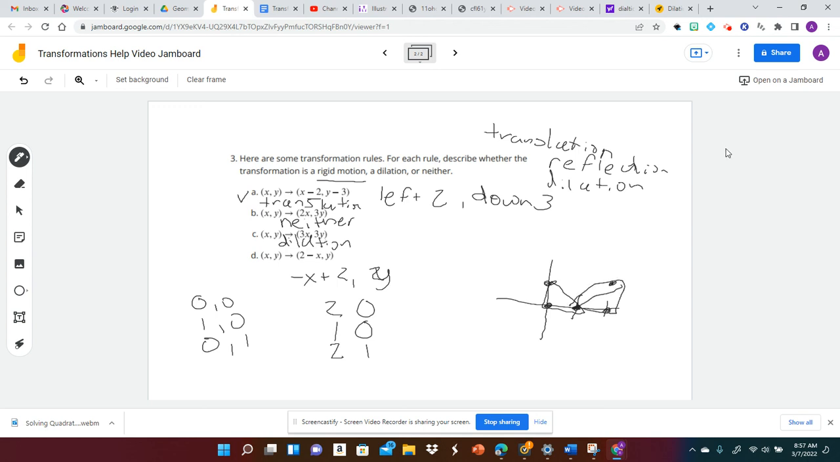If you notice, this shape is the same, so it is a rigid motion, but it just happens to be a reflection and a translation. So sometimes if you're stuck, it helps to draw it out.